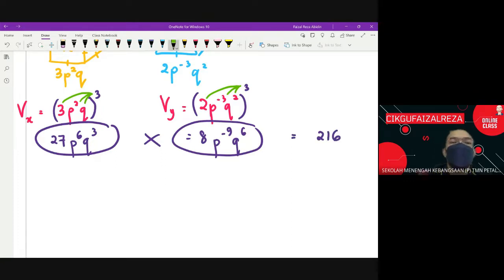Okay, if I have p to the power of 6 times p to the power of negative 9, 6 and negative 9, it's going to be negative 3. And our q here, q to the power of 3 times q to the power of 6 there, our indices here is going to be plus, 3 plus 6, 9. That's going to be the product of volume X and volume Y. Can you understand?